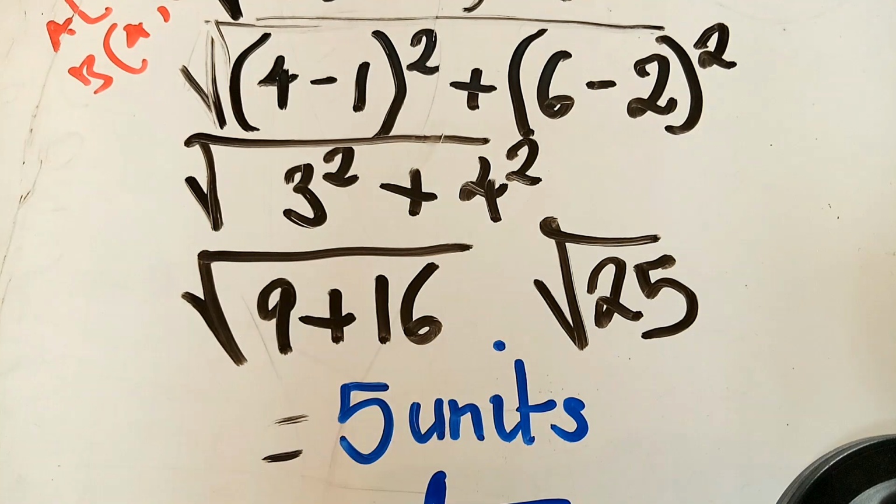So why are we putting units? Because we haven't been given the specific units. Now distance always has units. So we know the SI unit for length is the meter. Now here we haven't been given any units, so we just put 5 units. But if we were given centimeters, we would put 5 centimeters.